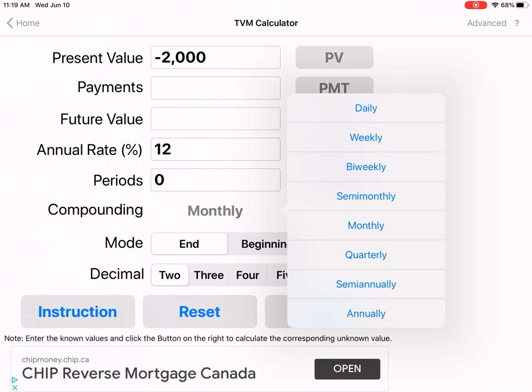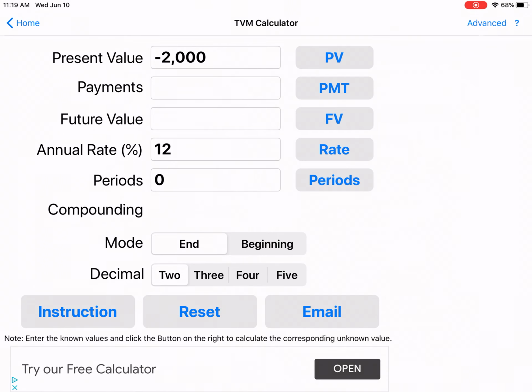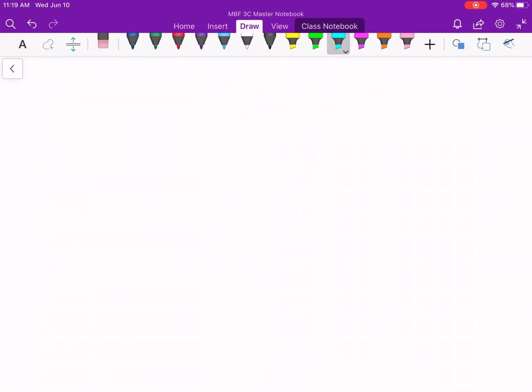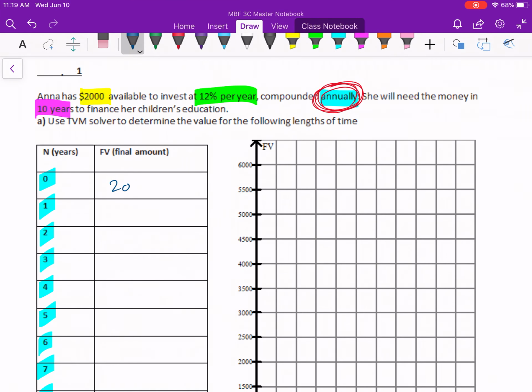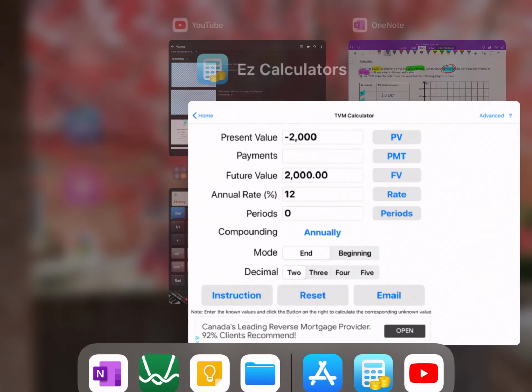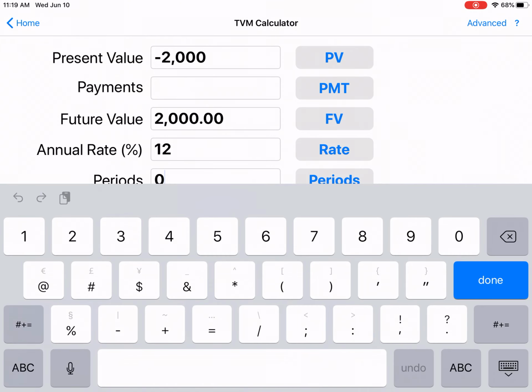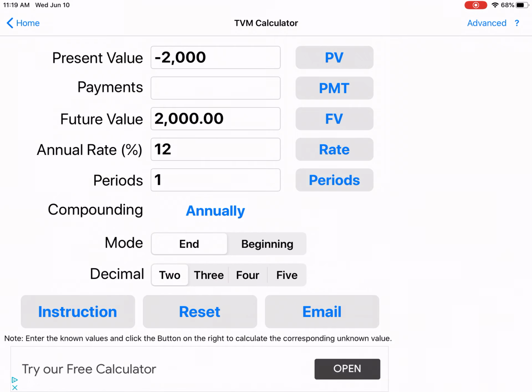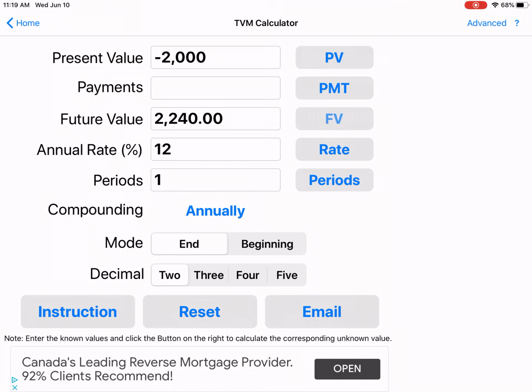I do need to change this from monthly to annually, once a year. And then future value, $2,000. It hasn't had time to grow. So I'm going to be going back and forth between these two things so that I can write them in. Hopefully it won't lag too much. Then after 1 year, I'll put a 1 in here. I don't need to clear things or reset it. I just change periods to 1, hit the FV button again, and now it says 2,240.